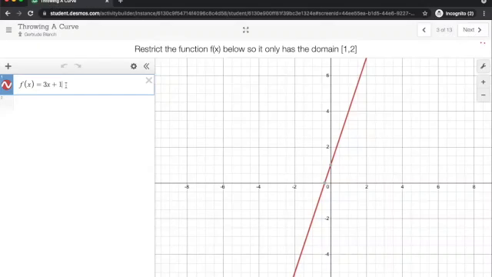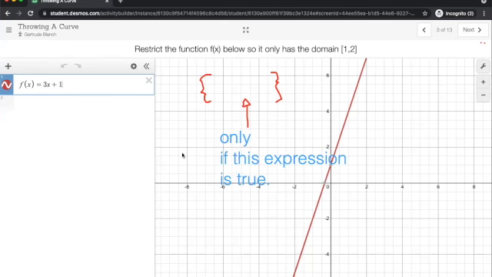And so here I'm asking you to restrict the function f of x so that it only has the domain 1, 2. The way you restrict the domain is with these curly brace operators. Desmos symbology is to let curly braces indicate logic. So curly braces mean only if this expression is true. This is very much a Desmos thing and not a wider math thing. So I want to restrict it to the domain 1 to 2.